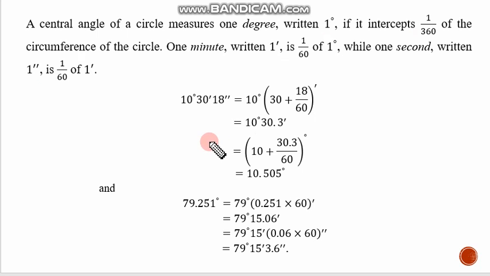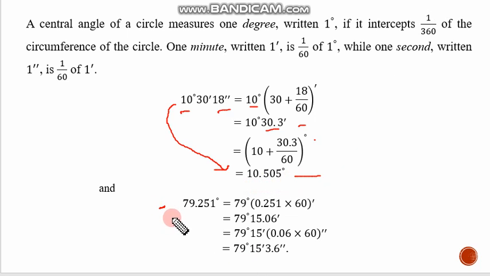So 10 degrees, 30 minutes, 18 seconds. Let's convert it to all degrees. 10 degrees, of course, we leave as it is. Then let's convert seconds to minutes: 30 plus 18 over 60 minutes. So that's 30.3. So 10 degrees and 30.3 minutes. And from minutes, we convert to degrees: 10 plus 30.3 over 60 degrees. So that's 0.505, or 10.505 degrees.